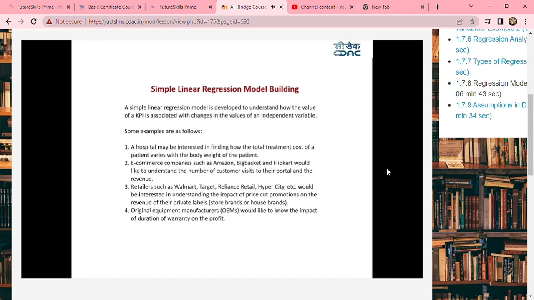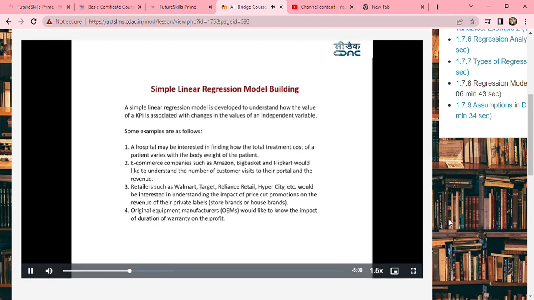Now, when it comes to data collection, let us look at some practical implementations of the simple linear regression model. A hospital might be interested in finding how the total treatment cost of a patient varies with the body weight of the patient. E-commerce companies such as Amazon, BigBasket, and Flipkart would be interested in knowing the number of customers who visit their portal and the revenue generated by them. Retailers such as Walmart, Target, Reliance Retail, Hypercity, etc. would be interested in understanding the impact of price cut proportions on the revenue of their private labels. Original equipment manufacturers would like to know the impact of the duration of warranty on profit. So these are some examples of the simple linear regression model.